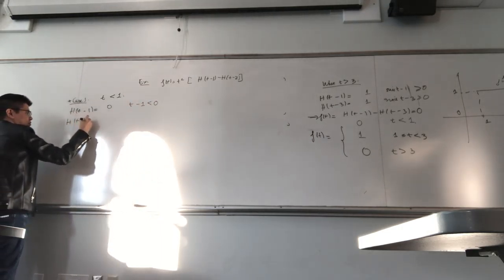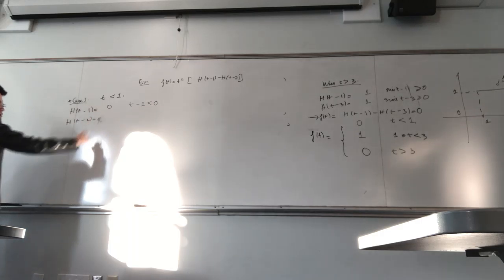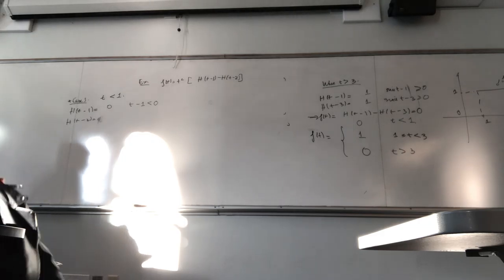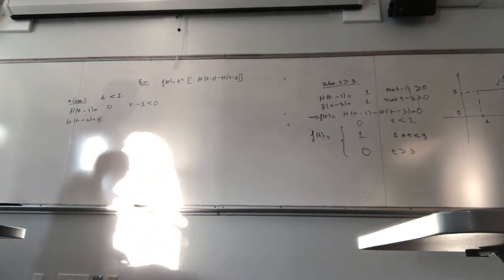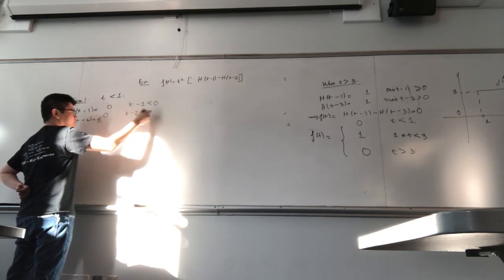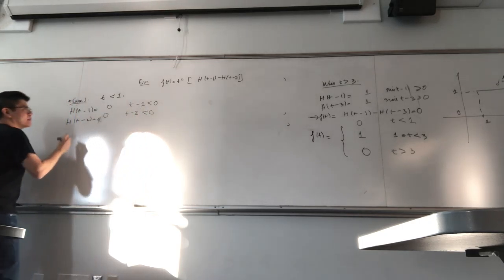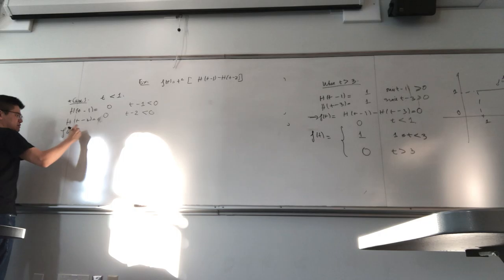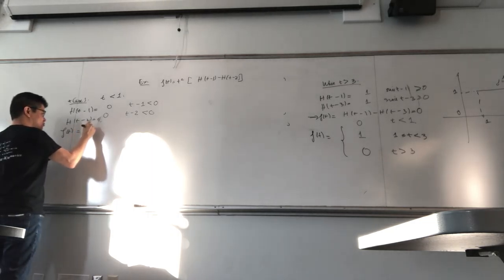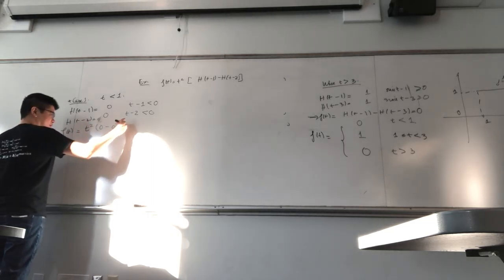What is the value of h of t minus 2? So this case is still zero because t minus 2 is negative. So what is the value of f of t? Yes, zero. So this is t squared times 0 minus 0, and this is 0.